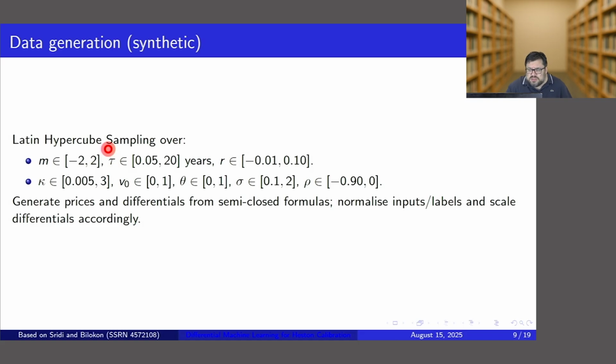That means that we divide gradients by input and label standard deviation so that the loss terms are numerically balanced. Here are a few practical tips. Enforce the Feller condition during sampling to reduce degeneracy near zero variance, and avoid sampling parameters that make the characteristic function numerics unstable. Finally, keep a holdout test and validation split. A typical split we used was 80-10-10.